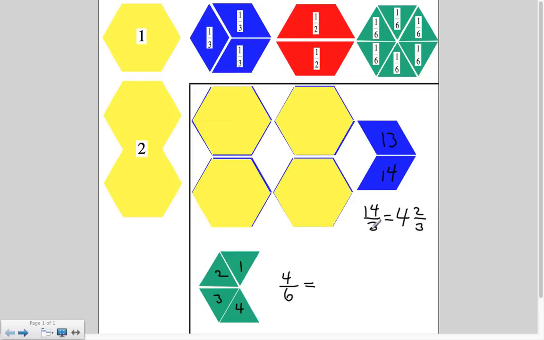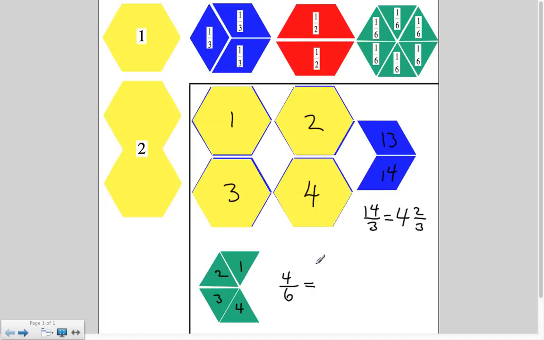So basically, when you are changing from an improper fraction into a mixed fraction, you want to know how many of these thirds, the denominator here, will go into the numerator. And you can see that it went in 4 times. 1, 2, 3, 4. And there were 2 of these thirds left over. So that's why we have 4 2/3.